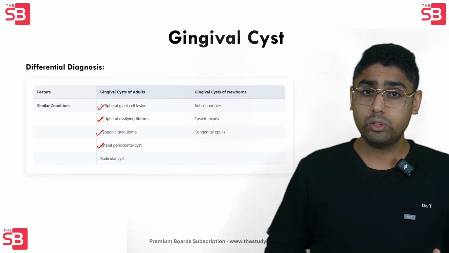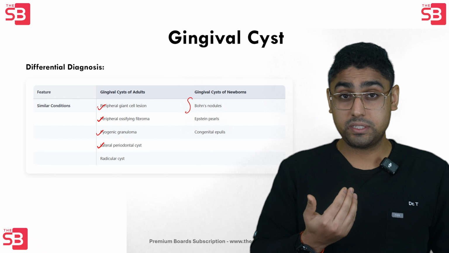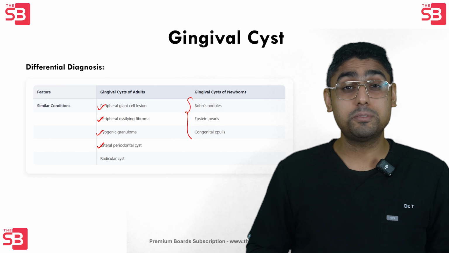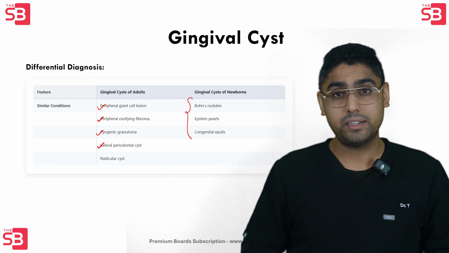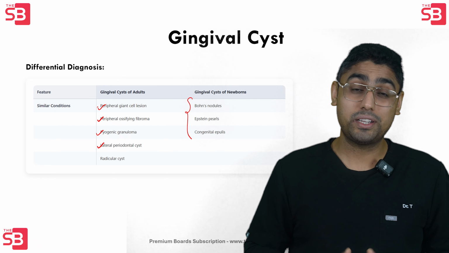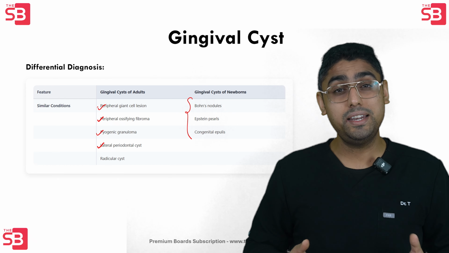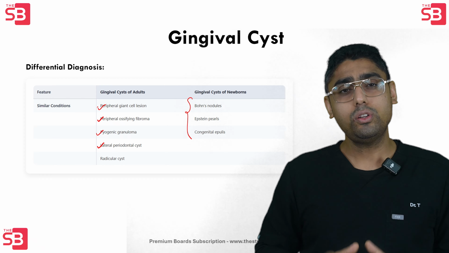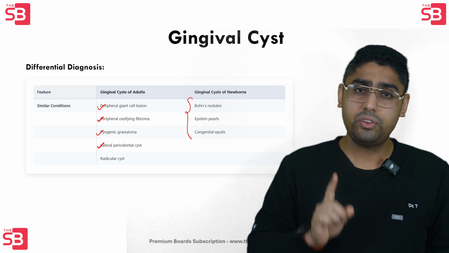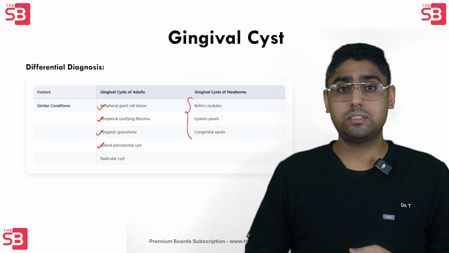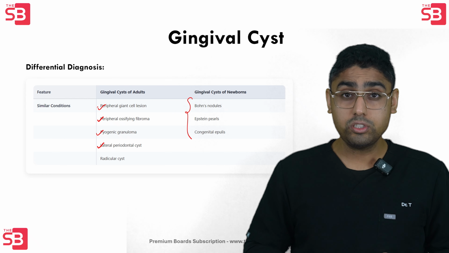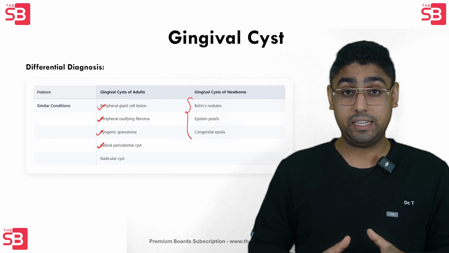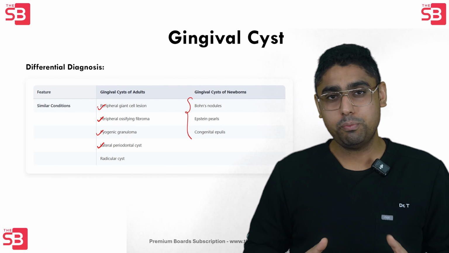And if you're talking about newborns, think of Epstein pearls, which are present in the midline palate, not on the alveolar ridges. Then think about Bohn's nodules, which are present on buccal and lingual hard palate from minor salivary glands. Then think about congenital epulis, which is a granular cell lesion present on the alveolar ridge, and distinctive histology is present. Now, do think about this fact. All three, GCN, that is gingival cyst of newborns, Bohn's nodules, and Epstein pearls, they're all benign, keratin-filled, and self-limiting. This is important. Now let's talk about the key points from this video.